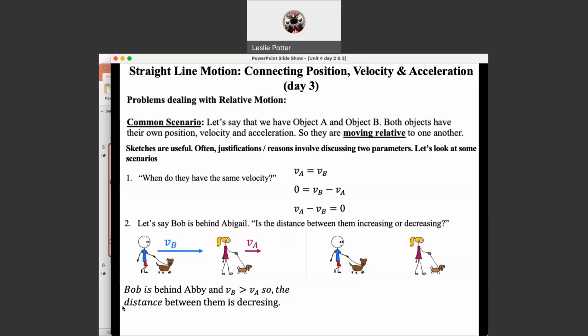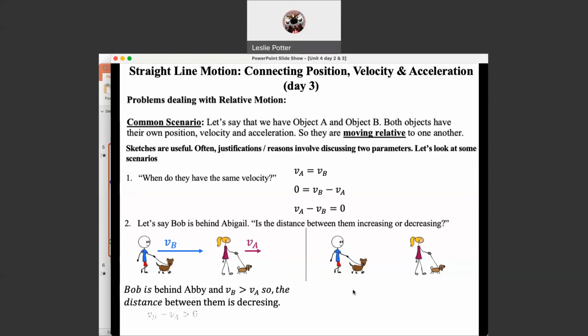For this scenario, let's say we started out with a position function. We would differentiate their position functions, and we would see at a particular time that Bob's velocity has a bigger value than Abigail's, and they both have the same sign. In other words, either they're both moving in the positive direction or they're both moving in the negative direction. Then we can use this as a justification.